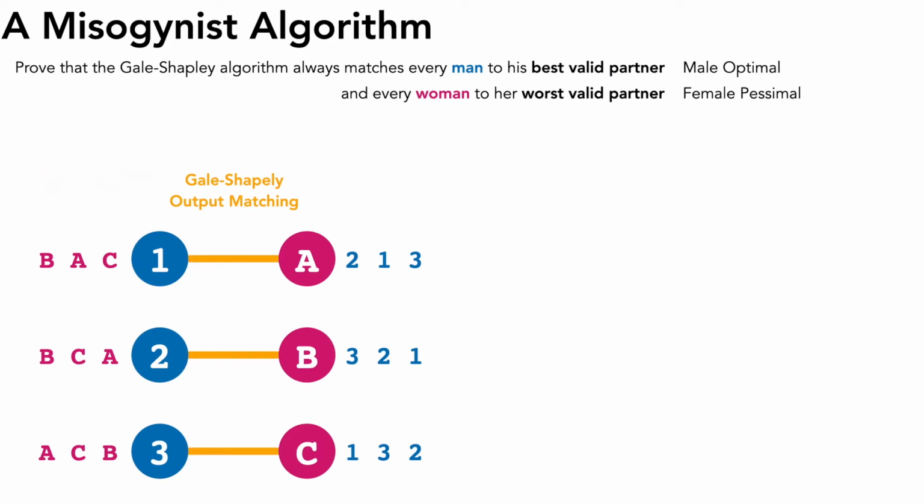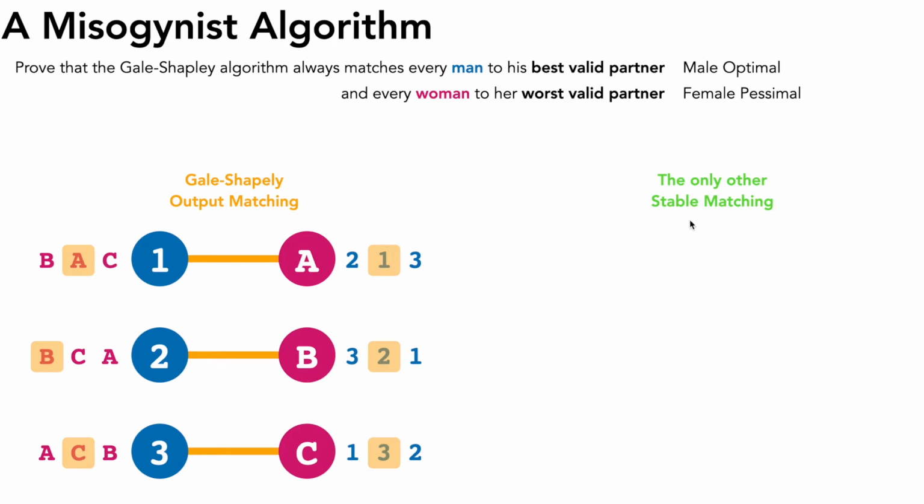From this matching, we can actually see some valid partners. Since there exists a matching, this one, where 1 and A are matched together, that means A is a valid partner for 1, and that 1 is a valid partner for A. Like this, we can go through all the pairings and see that B is a valid partner for 2, and 2 is a valid partner for B, C is a valid partner for 3, and 3 is a valid partner for C.